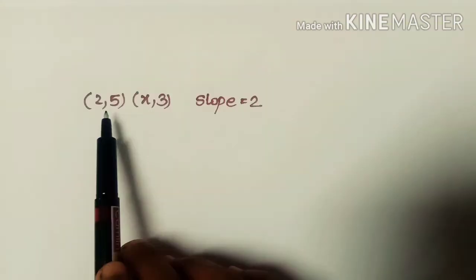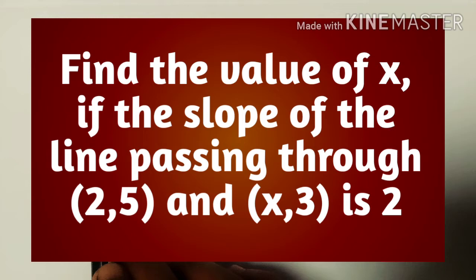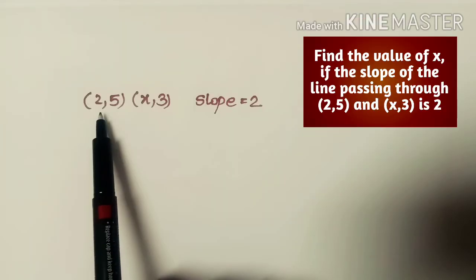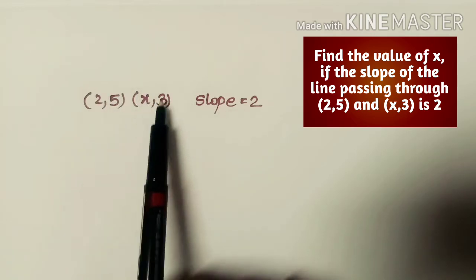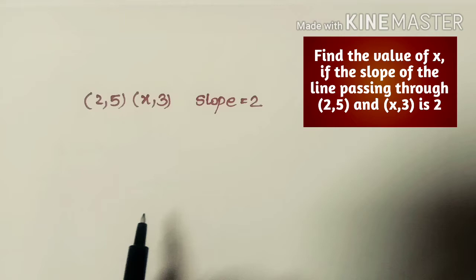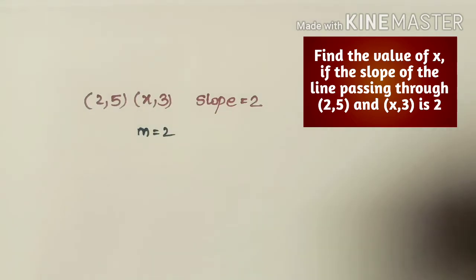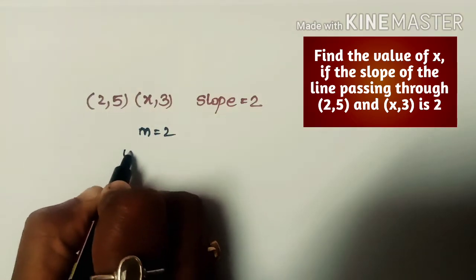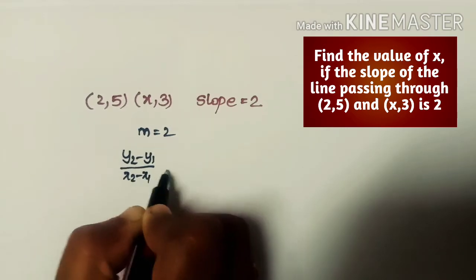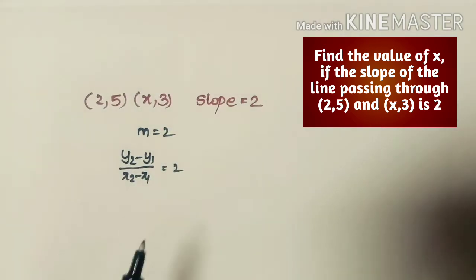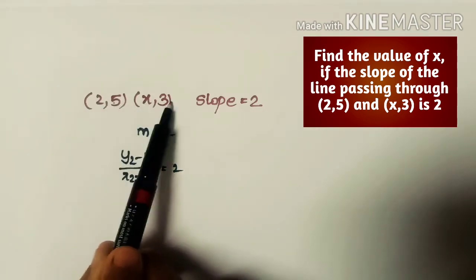That's all. Find the value of x if the slope of the line passing through the points (2, 5) and (x, 3) is 2. Given two points (2, 5) and (x, 3), the slope of the line passing through them is 2. So m = 2. The value of m is given by the formula (y2 - y1)/(x2 - x1) = 2, where this is (x1, y1) and this is (x2, y2).